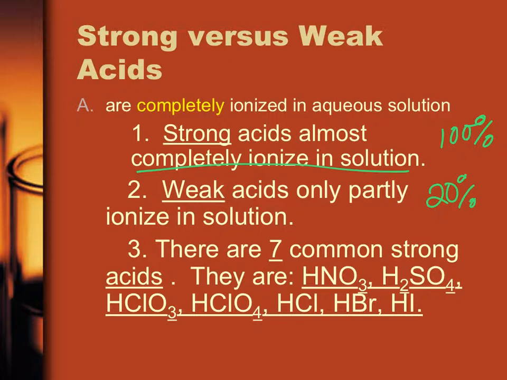Okay? Because if I ionize 100%, who did I just make a bunch of, by the way, for acids? Who did they make a bunch of? Hydroniums. Okay, and remember the goal for this is how many hydroniums can you create? All right. There are 7 common strong acids that you do need to kind of memorize.